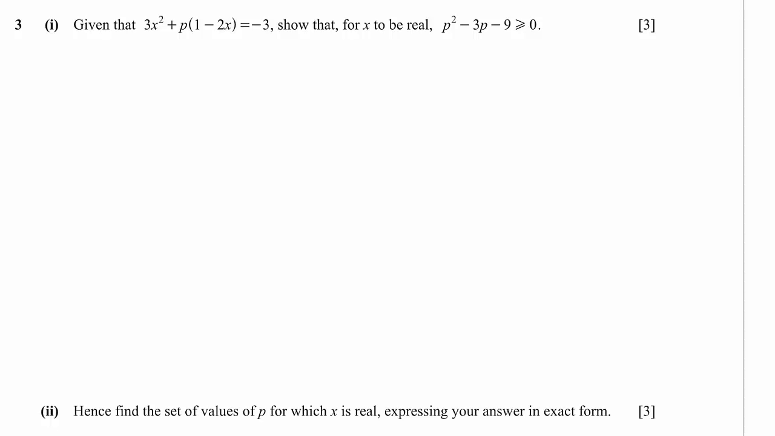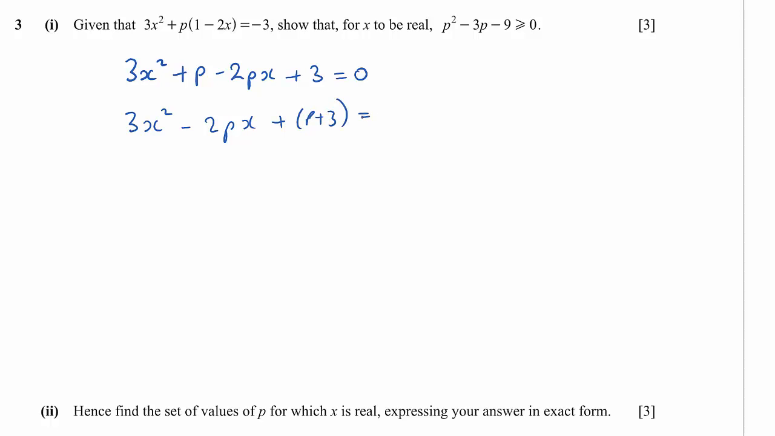Given that 3x squared plus p(1 minus 2x) is equal to negative 3, show that for x to be real, this inequality has to hold. Well, let's rewrite this a little bit. So we've got 3x squared plus p minus 2px plus 3 is equal to 0. So that's 3x squared minus 2px plus p plus 3 is equal to 0.